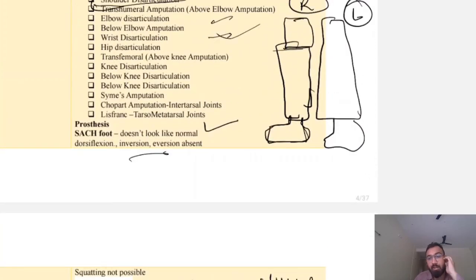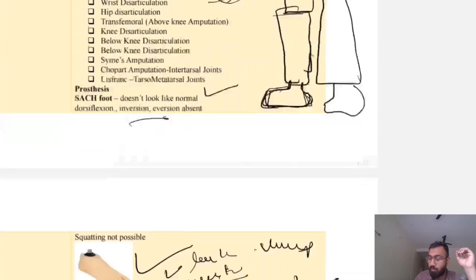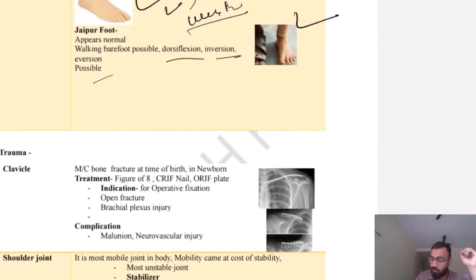So in a prosthetic limb, we have to give a foot which is more convenient, which is cheap, and which can do all the movements at the foot joints. Okay. So this is the end of the basics of orthopedics.